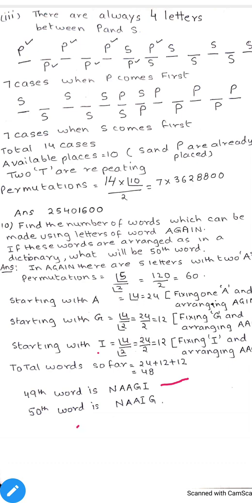And in the 50th word, the last two alphabets G and I interchange their places. So this is the 50th word. So this is how we do and find out what will be the 50th word as per dictionary.